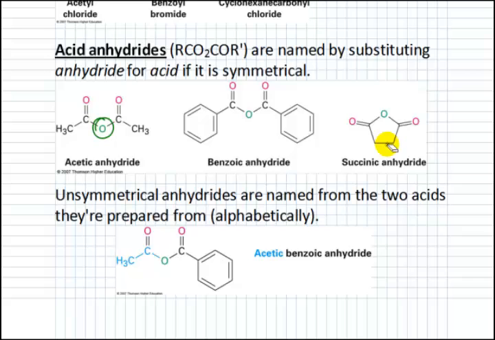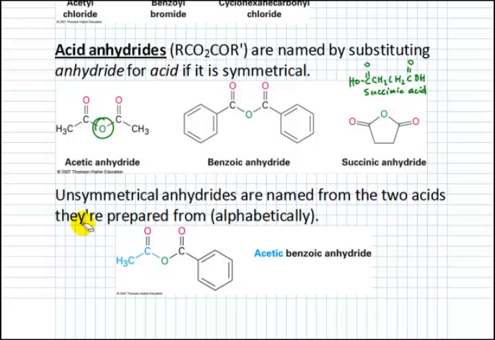This one's kind of interesting. Succinic anhydride, because succinic is the common name for the 1, 2, 3, 4 carbon carboxylic acid, right? HO C double bond O, CH2, CH2, C double bond O, OH. That is succinic acid. So you may need to look up some of the common names of those dicarboxylic acids. I'm not having you memorize those, but you may run into names like that. Those dicarboxylic acids very commonly use their common name.